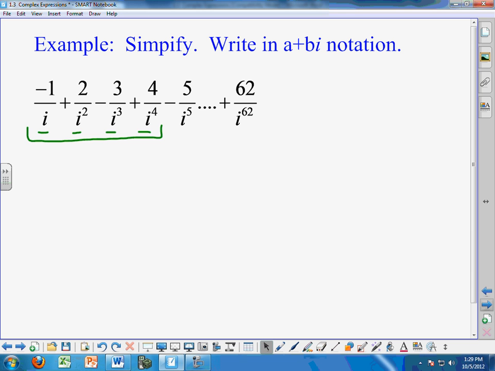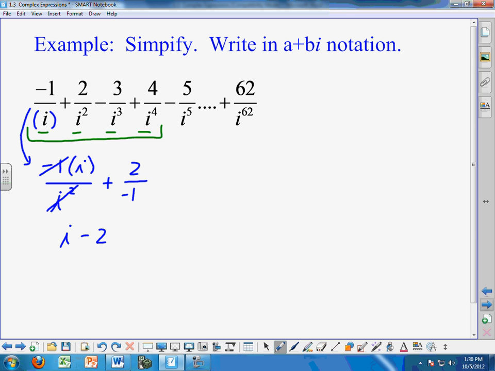Notice that in the first problem, -1 over i is something that we could rationalize. And if we multiplied the top and bottom by i, just in that fraction itself, we would get i squared in the denominator, which would be equal to -1. And that would cancel the -1 that's in the top. So essentially, we would cancel these two, and the first term would become i. In the second term, we have a 2, but the i squared in the denominator is just -1, so we can transfer that down as a -2.